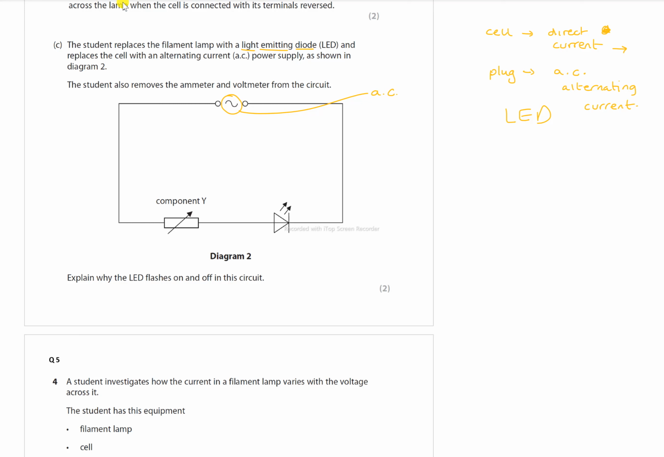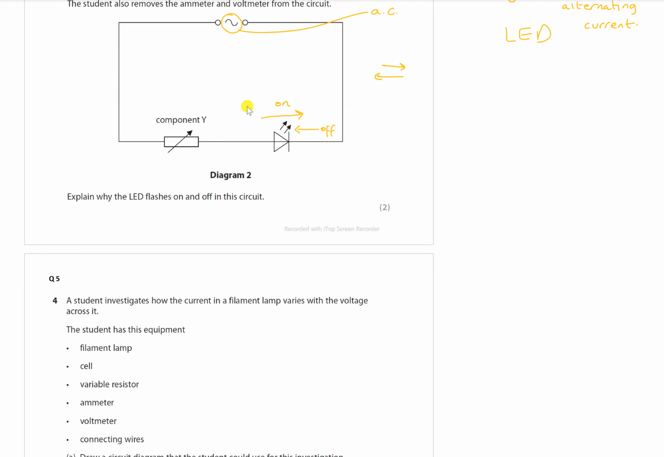Explain why the LED flashes on and off in this circuit. Because the current is changing direction, so the current is moving in that direction and then that direction. As it moves in that direction, it's fine, but it will not allow it to go back, so it will go off. When it's going in that direction, it'll go on.